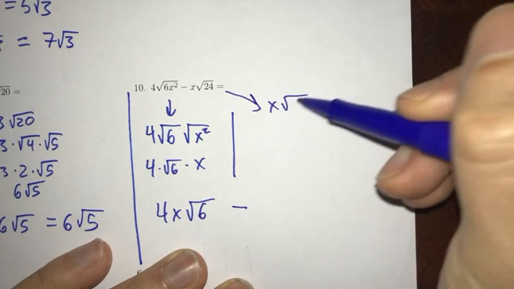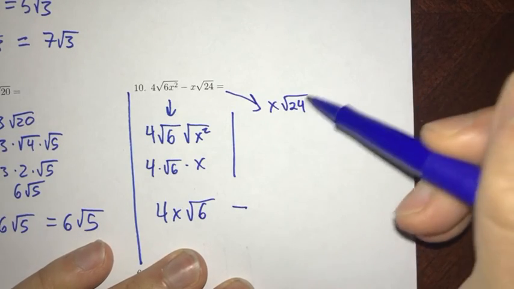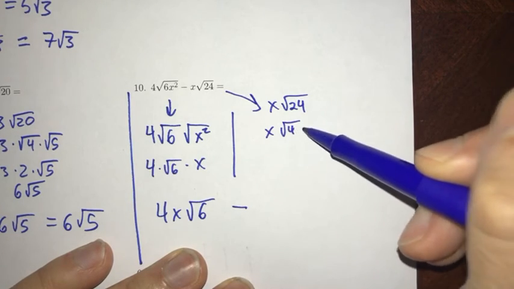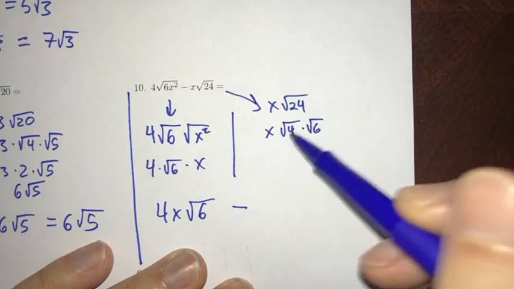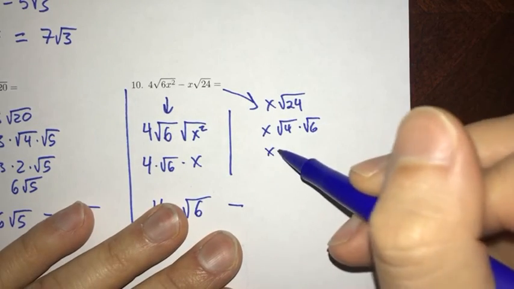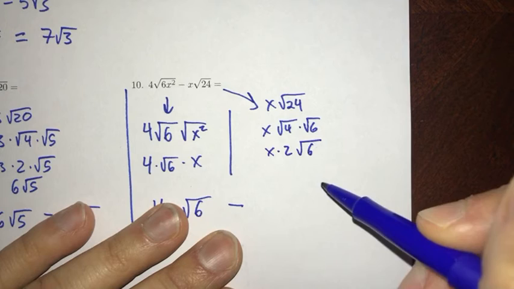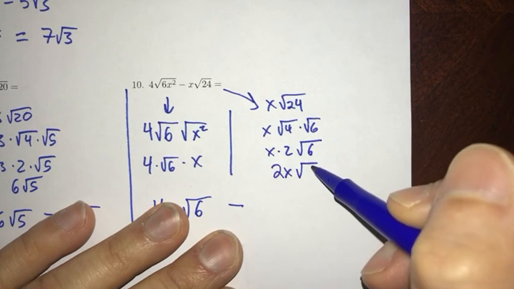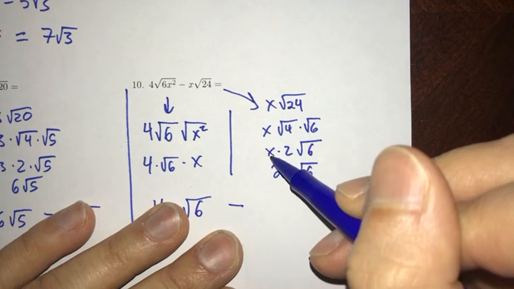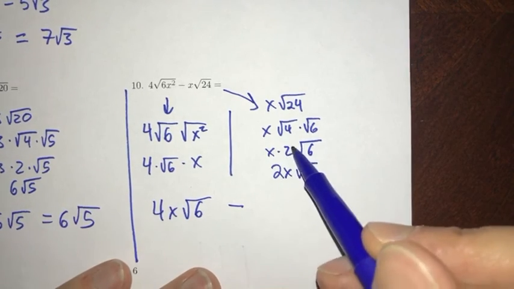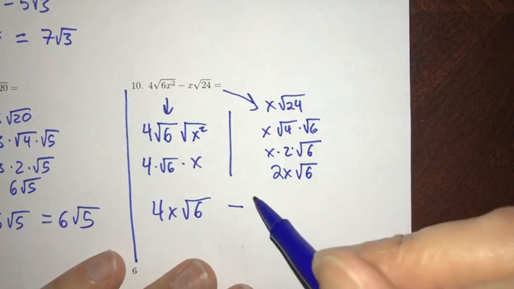x root 24, let's see. 24, I know I can break it into square root of 4 and the square root of 6. 4 times 6 is 24. I know the square root of 4. It's 2. And of course, I really like to see this as 2x root 6. I don't like to see a variable in front of a number. I like to see the number in front of the variable. So I'm just moving these around because these are all multiplied. I can do that.